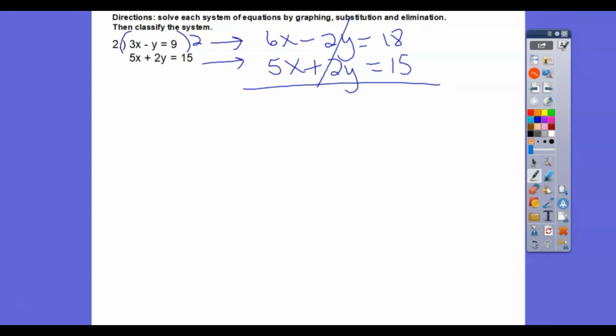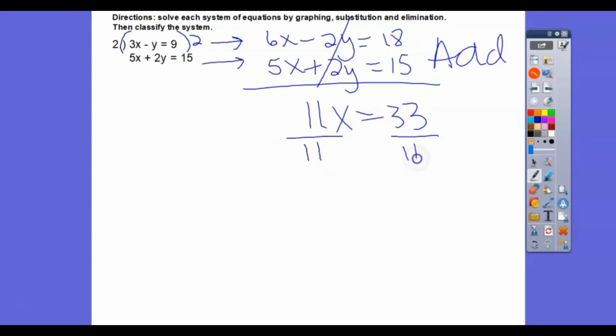The y's cancel. You add, okay? You always add. That's why you want to make sure that one is positive, one is negative, so that when you add, they cancel. I get 11x is equal to 33, and when I divide by 11, x is equal to 3.